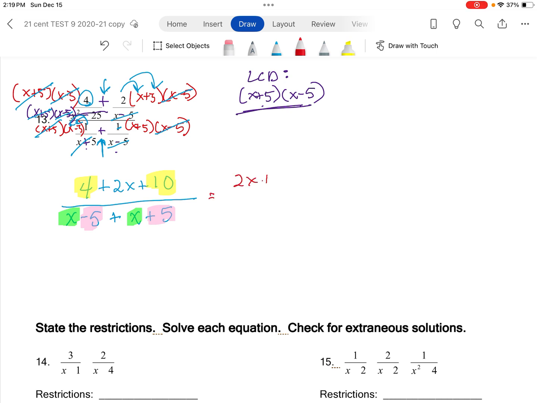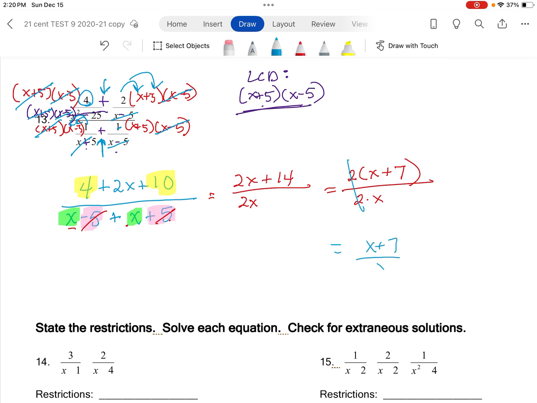I see 2x plus 14. In the denominator, x plus x is 2x. Negative 5 and positive 5 are 0. So now I can factor this numerator to 2 times x plus 7. This denominator is already factored. It reads 2 times x. So here, the 2's reduce, and I'm left with x plus 7 divided by x.